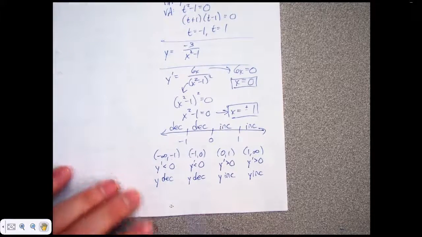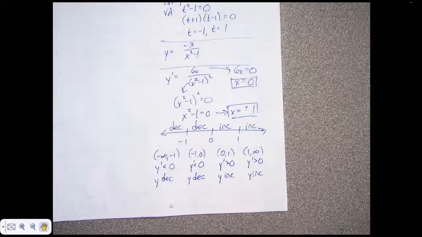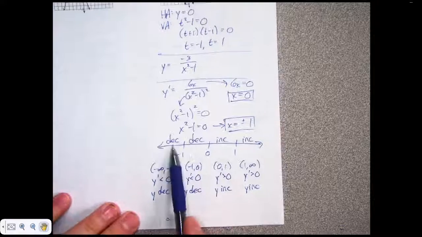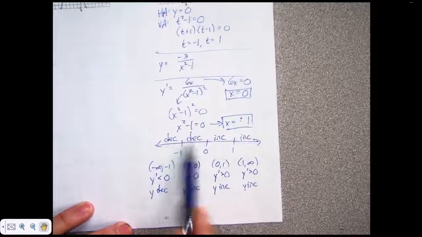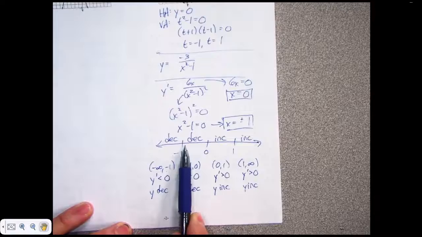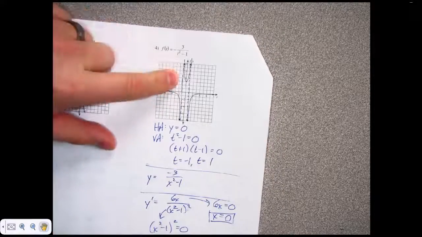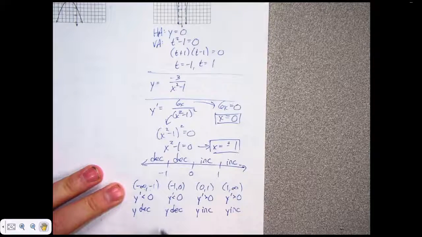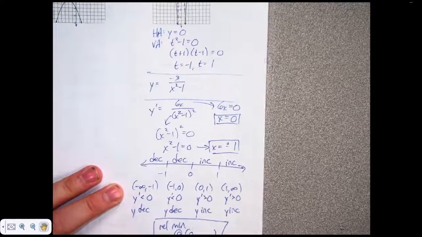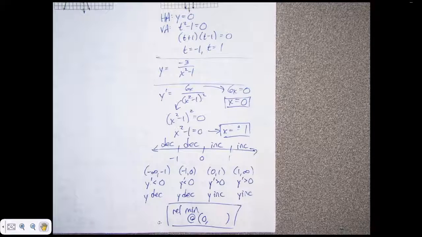So our job is to find increasing and decreasing, which we've done, and then relative maxes and relative mins. I look at my number line: decreasing and decreasing, that's nothing. Even if it did switch at negative 1, that can't be a relative max or min, because it's a vertical asymptote. At 0, we do have something. I have a relative min at 0, comma, I'm going to find that in a second. And at 1, we have nothing because it's increasing to increasing.